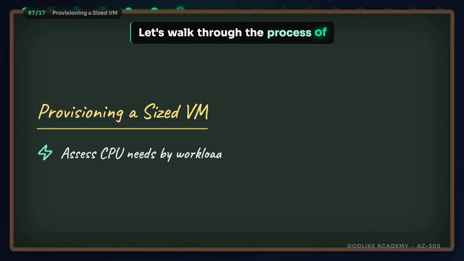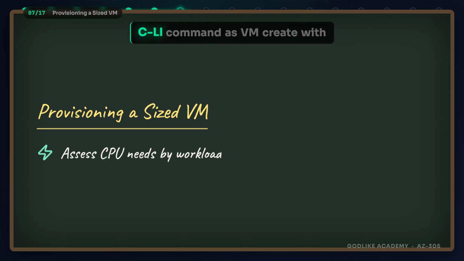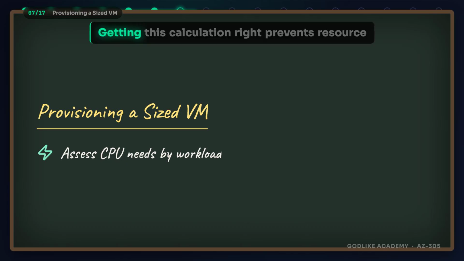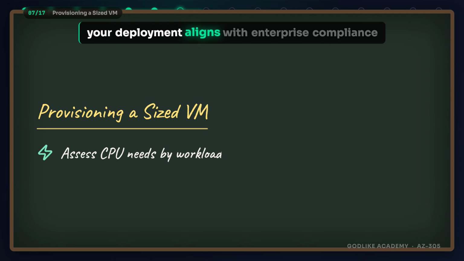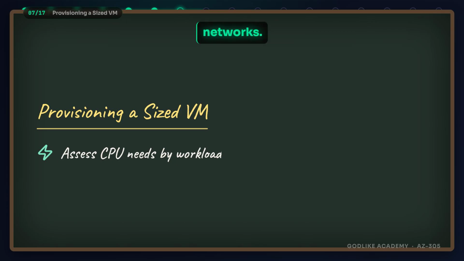Let's walk through the process of provisioning a sized VM step by step. First, you assess the CPU needs based on the workload intensity. This sets the baseline for how many vCPUs you will request. You would typically run the Azure CLI command as VM create with the size parameter to specify your exact tier. Getting this calculation right prevents resource contention during load testing and ensures your deployment aligns with enterprise compliance standards before it ever hits production networks.